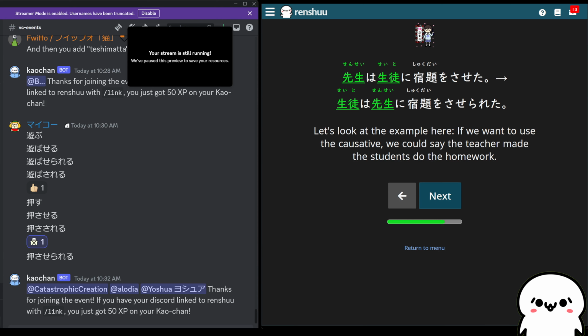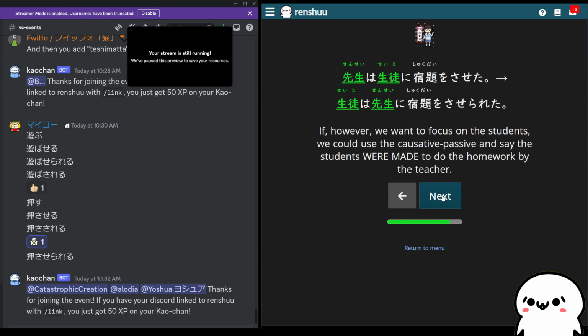However, if you want to focus on the students, which you might be one of, it's almost like, poor students, oh, they were made to do this, so you're directing the pity at the subject, you flip them around. Seito wa sensei ni shukudai o saserareta. Now, this is the same form that we use for passive.